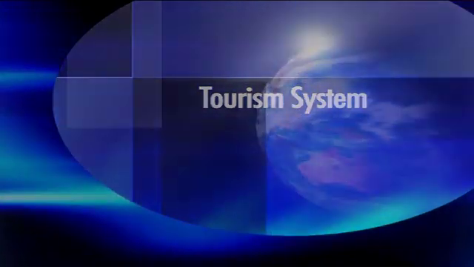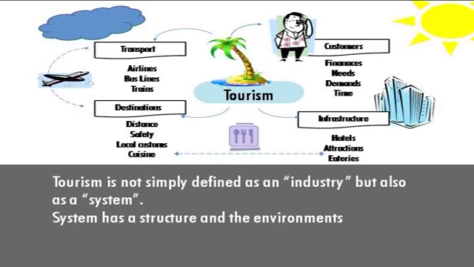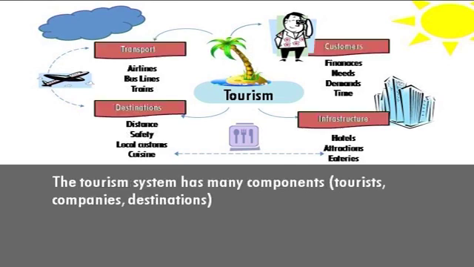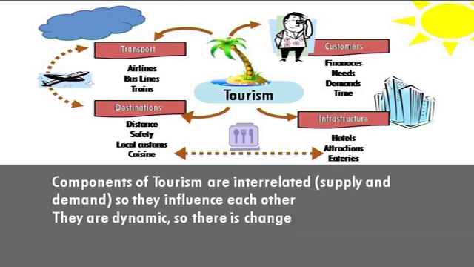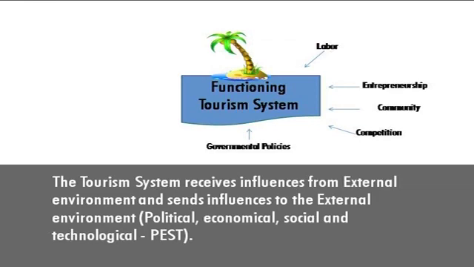Tourism system. Tourism is not simply defined as an industry, but also as a system. Generally, a system has a structure and its environment. The structure of the tourism system has been conceptualized from different perspectives. It has many components, namely tourists, companies, destinations, which are interrelated and hence influence each other. They are dynamic and so there is change. Also, the system receives influences from the external environment and sends influences to the external environment through political, economical, social, and technological factors.